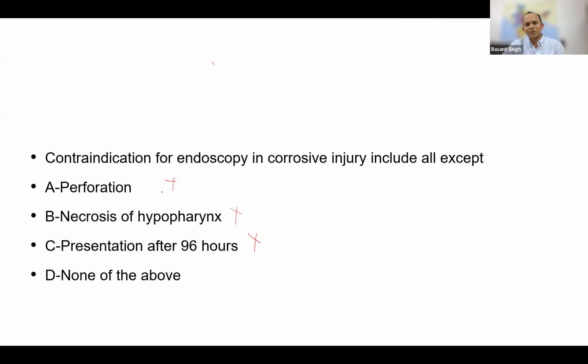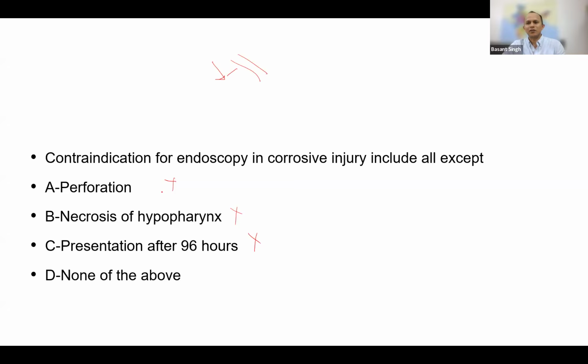Suppose a patient comes to you quite sick. He gives a history that he has taken corrosive. You open up the mouth, and you see the hypopharynx, everything is sloughed off. The moment you put the endoscope, the patient will go into cardiac arrest. So that is why they ask, why do you want to do endoscopy?